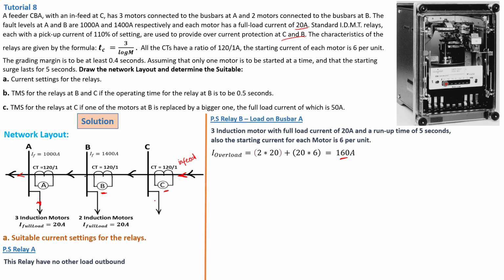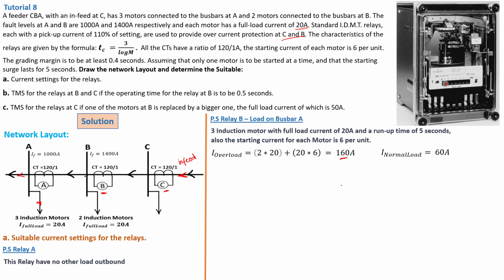And then assuming now the one motor is running and the second one is starting, that will give us 120 plus the 20, and that will give us 140. So the highest current we can get is when two motors are running and one is starting. And we do not want the relay here at B to trip for that 5-second time period. So then we know the normal load will be 60 amps, which is basically 20 times 3.